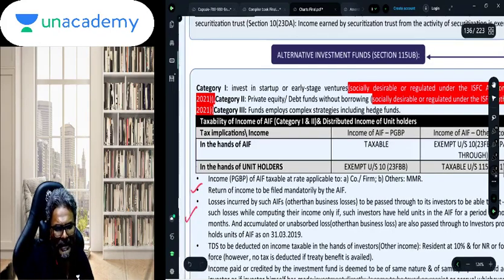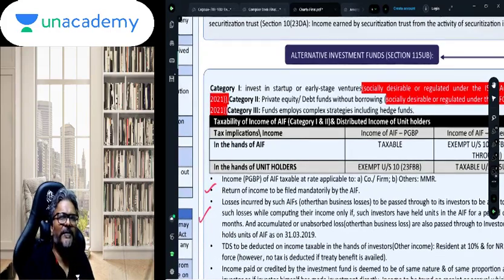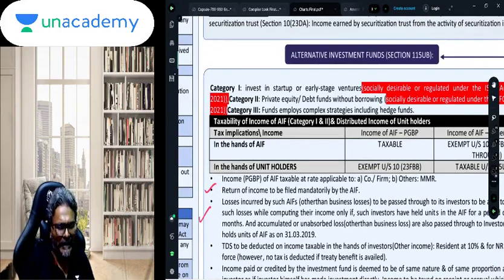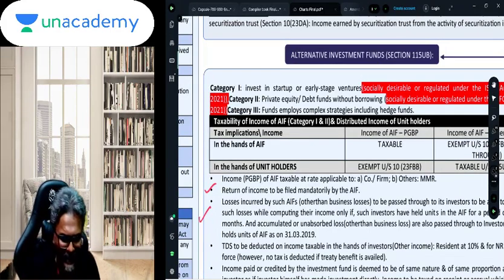Apart from that, the other special point is: first of all, is filing of the return of income mandatory for AIF? And the answer is yes, students. It is absolutely mandatory for the AIF to file its return of income.